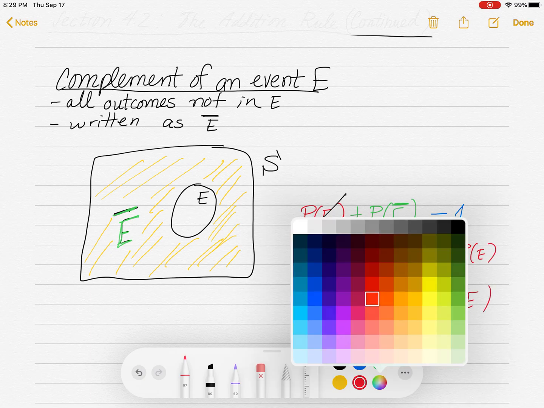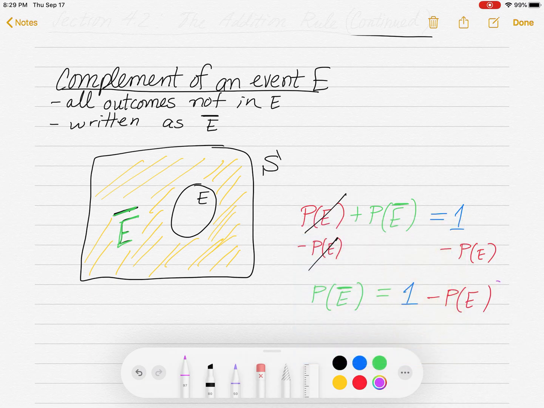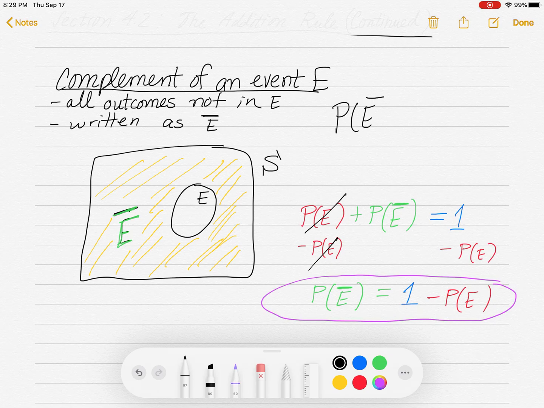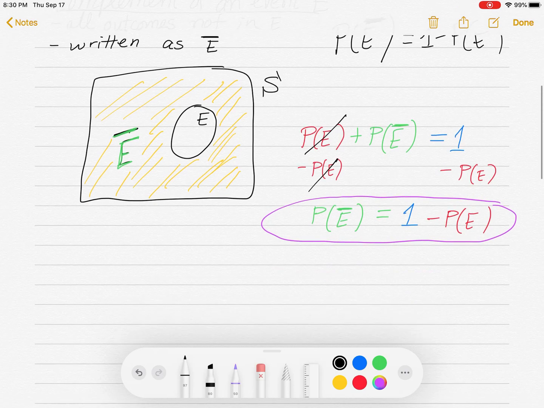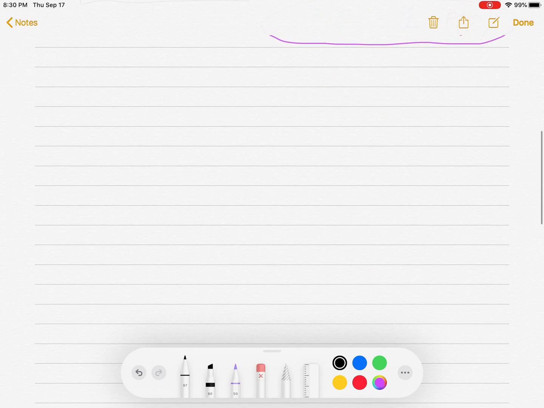This is a formula that you might find useful quite a bit. That the probability of the complement of E is 1 minus the probability of E. So that's probably a formula you want to write down somewhere. So I'm going to write this up top. Probability of E complement equals 1 minus the probability of E. This is just something to keep in mind. So probably we'll use that a little bit.